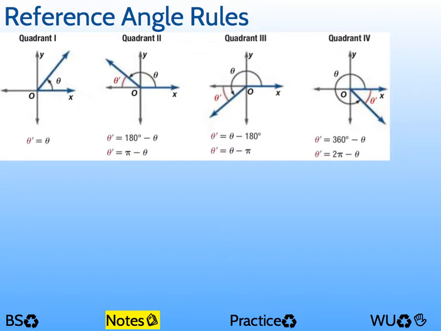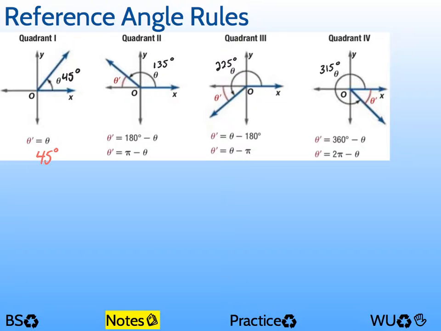You can find the reference angle just by figuring out how far away your terminal side is from the x-axis, or algebraically, there's also rules for it. So, I'll set up an angle in each one of these quadrants and show you how the rule works. For quadrant 1, I choose the 45-degree angle, and since the reference angle is just the same as the original angle, well, that will just be 45.